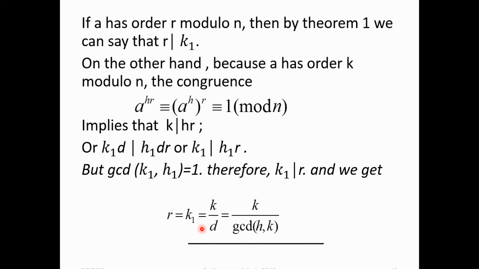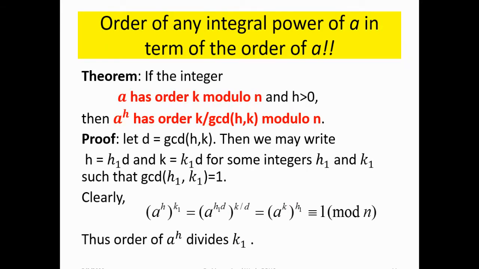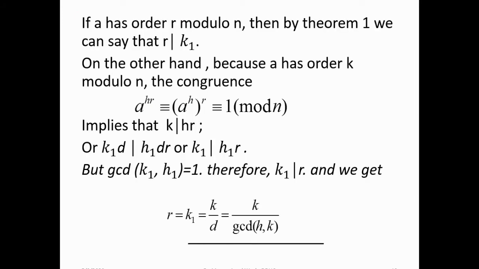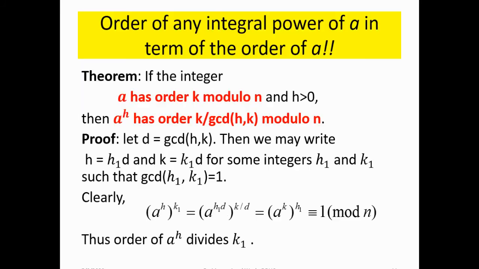And we get r is equal to k1, which is equal to k upon d, and d was GCD of h and k. So here we were saying a to the power h has order r, so we have to find the value of r. So r is equal to k1 is equal to k upon d is equal to k upon GCD of h and k. So we have proved this result. Here order of a is given and we have found order of a to the power h in terms of order of a. So a to the power h has order k upon GCD of h and k. This is an important result.